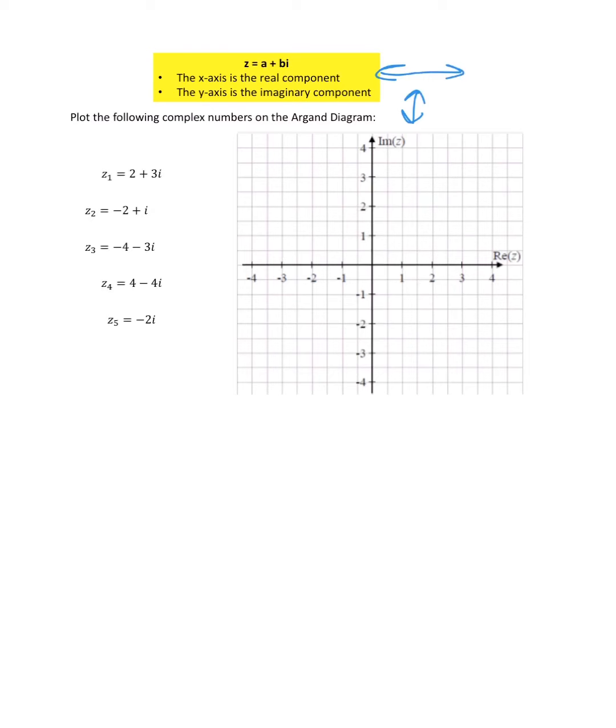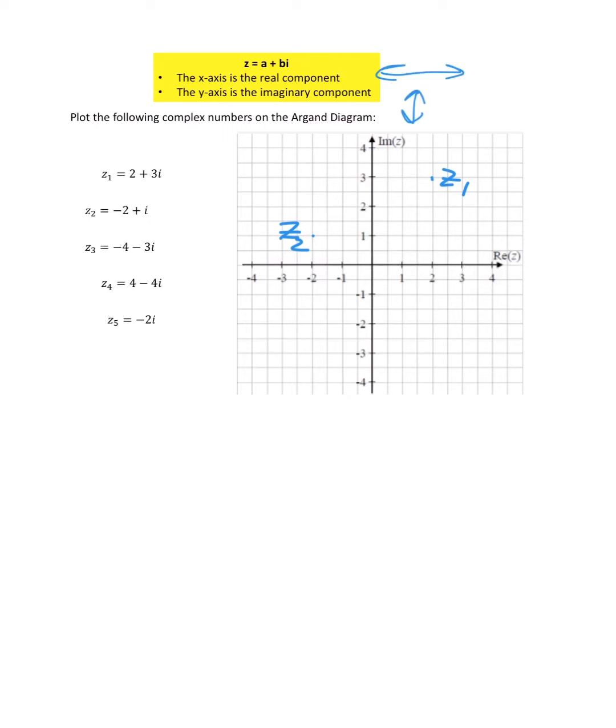So the first one there is z1, that is 2 plus 3i. So going to 2 on the real part, across the 2, then up to 3i. So it is there, up here is z1. Now, the next one is z2, which is minus 2 plus i. So I'm going across the minus 2 in the real, then up to 1. And this point here will be z2.